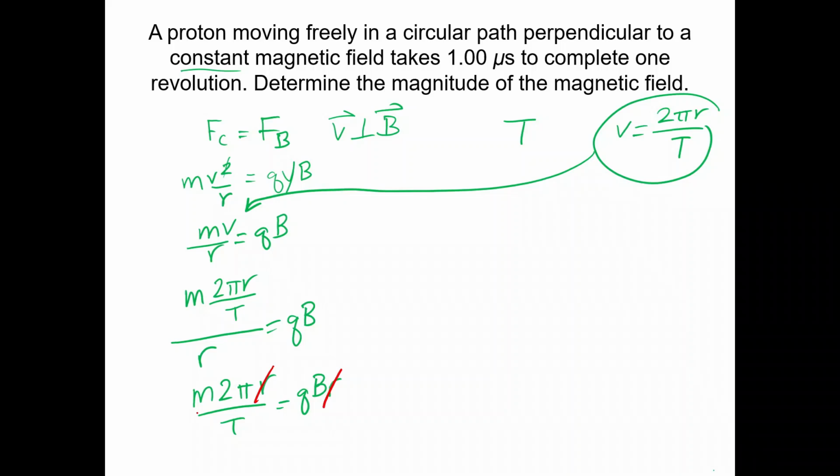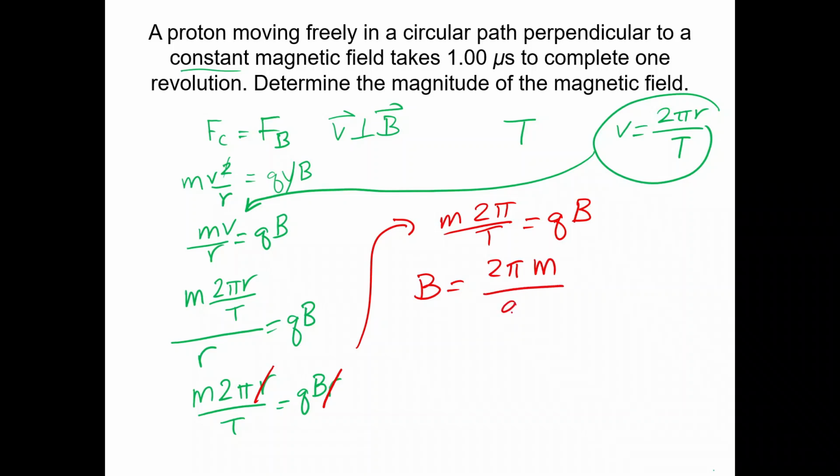And I end up with m 2 pi over period is equal to q times B. I am looking for B, so that gives me that B is equal to 2 pi times m over q times T. So I know my period.